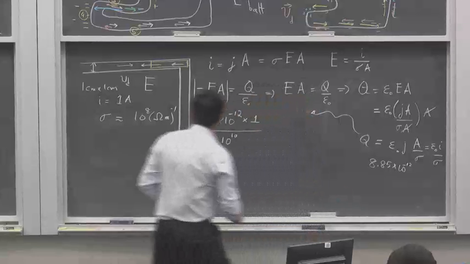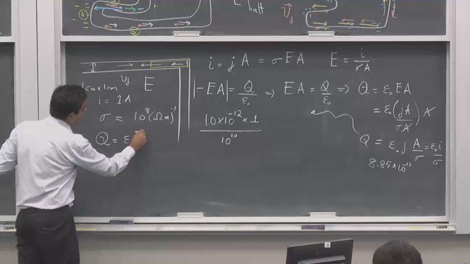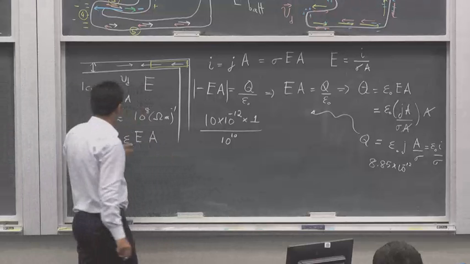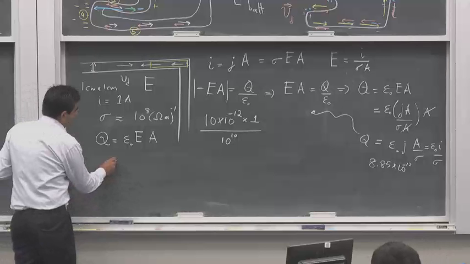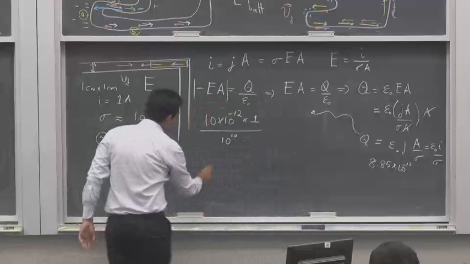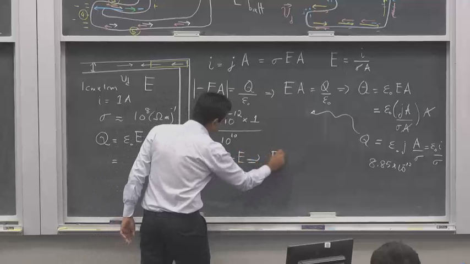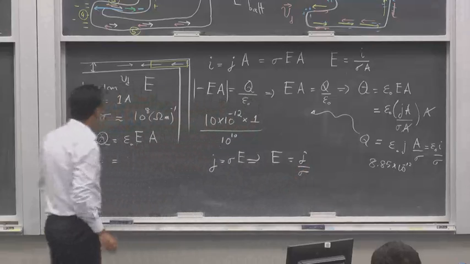Look, my Q is epsilon naught EA. Correct? This is my Q because Q over epsilon naught is E into A. Alright, now my E is given by this. J is sigma E, which really means that E is J over sigma. So epsilon naught J over sigma A.